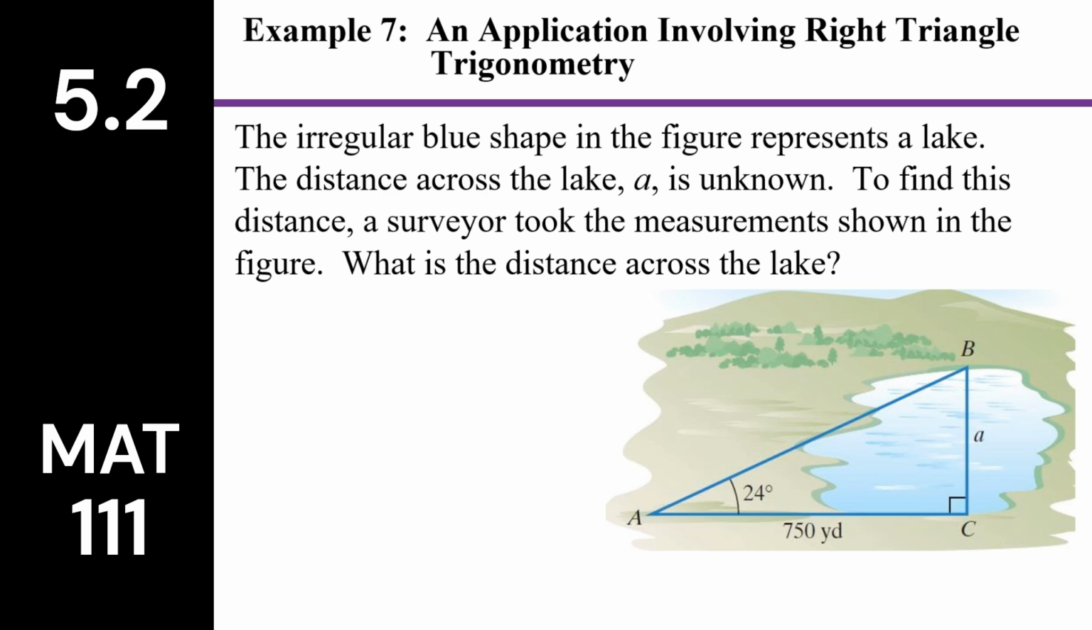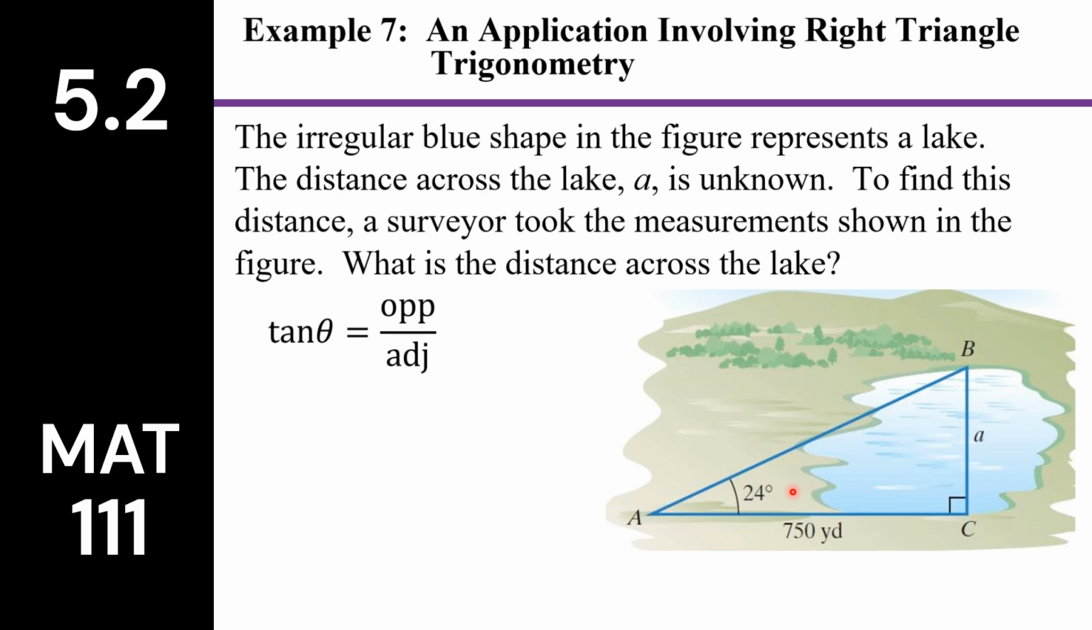Example 7 is an application problem that involves right triangle trig. In the diagram, this irregular shape is a lake, and the distance across the lake is unknown, labeled with an A. A surveyor took the following measurements. From point C, looking directly across the lake, they went at a right angle, a distance of 750 yards, to point A. Then they looked back at point B and measured that angle between the original point C and the point across the lake. They measured that angle to be 24 degrees. The question we have is to use that information to find the distance across the lake.